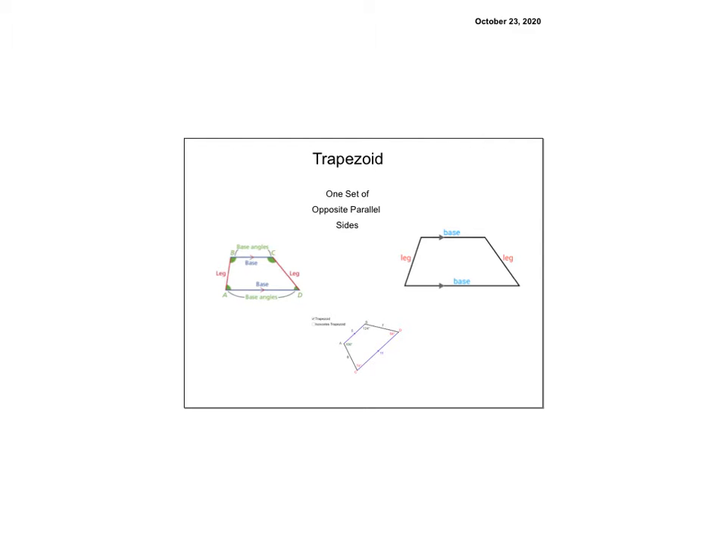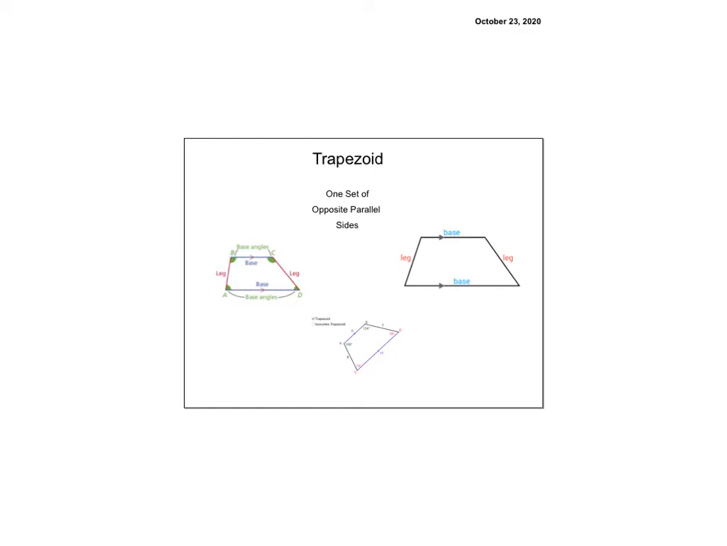All right, so the next shape we're going to talk about is called a trapezoid. So this again is a quadrilateral as well because it has 4 sides. But what's special about a trapezoid is that it has exactly one set of opposite parallel sides. Now these opposite parallel sides are not congruent, they're just parallel. Then the other 2 sides in a trapezoid that are not parallel are called the legs.